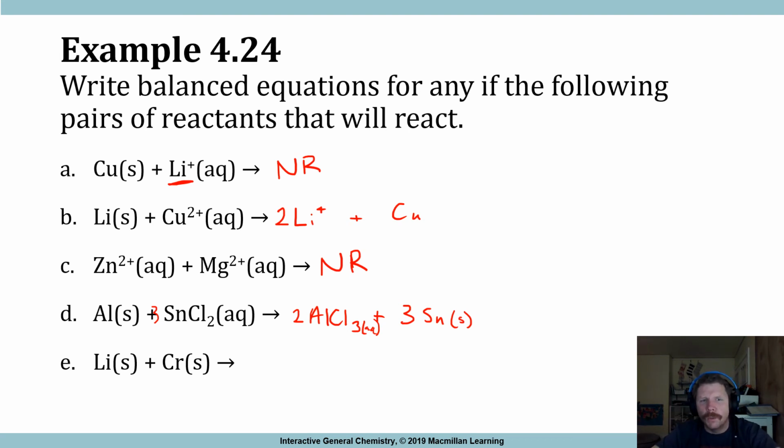Okay, the last one is E. Li solid plus Cr solid. So if you have solid lithium plus solid chromium, is a reaction going to take place? Now, just visualize this. Think about it as if you have 2 metals and you bang them together with one another. Is a reaction going to take place? Is something going to happen? No. There is going to be no reaction between these 2 metals.